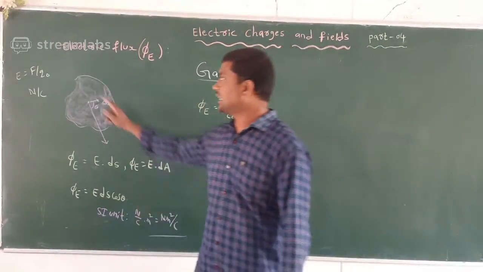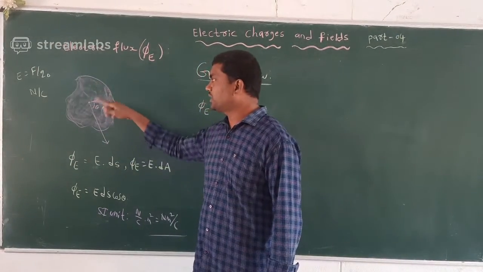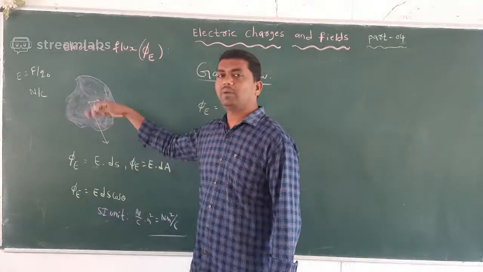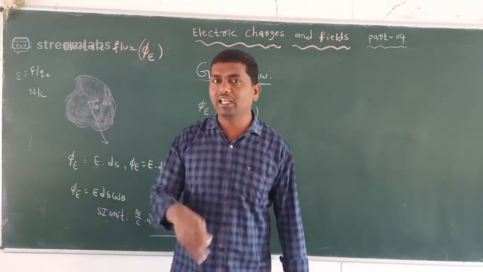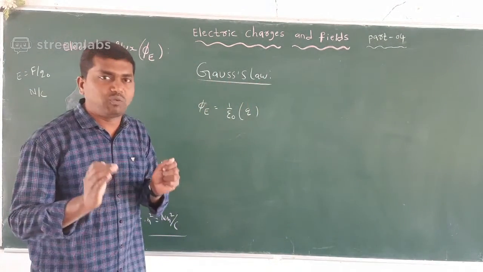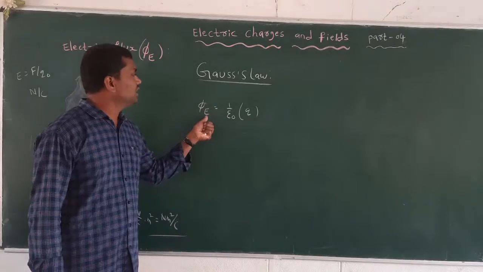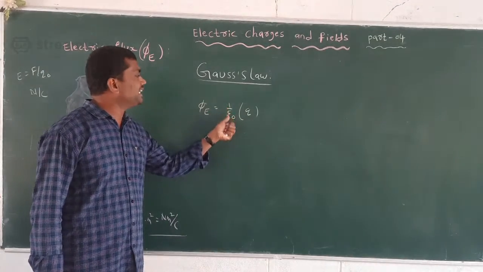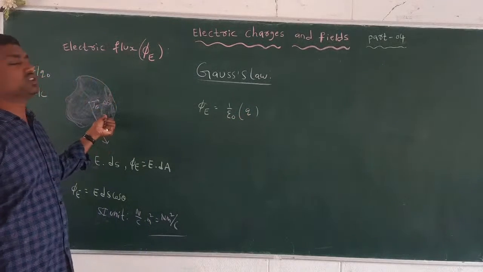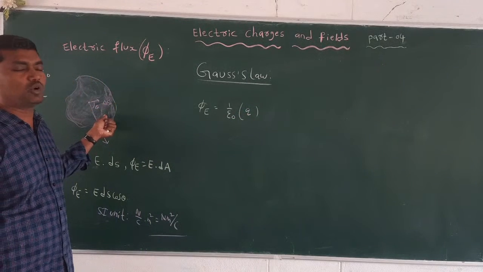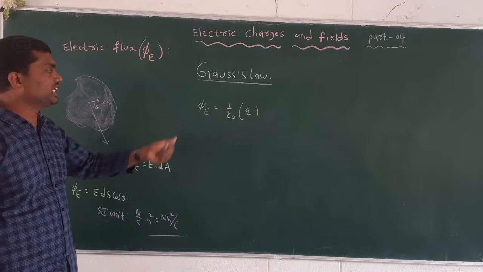So this is the surface area of any object. This object has some charge and the charge is distributed over the surface. What I am saying is that the total electric flux is equal to 1 by epsilon naught times the net charge on the closed surface. This is the closed surface, not an open surface.